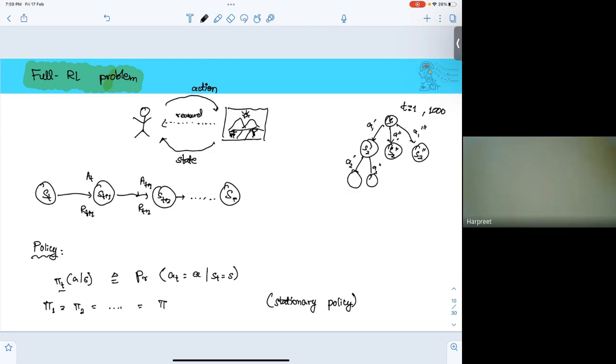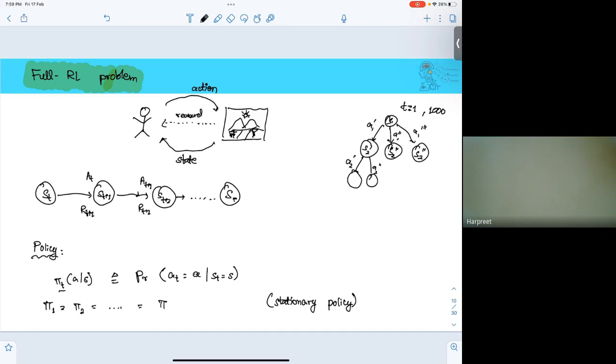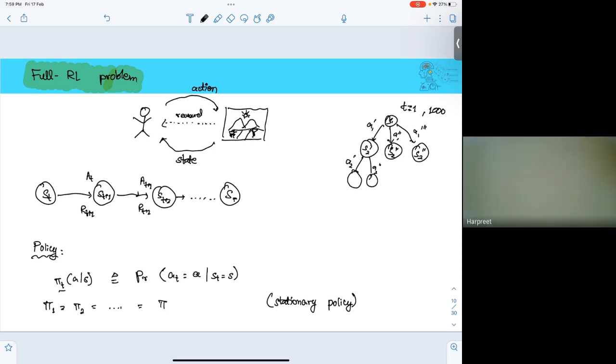Yes. It doesn't take away what you have shown here, that I still might have S2 having only two actions with a different probability distribution. That's fine. The probability distribution is conditioned on state, right? So you are saying if I come back to S1, the probability distributions for A1, A1 dash, A1 triple dash remain constant. It remains constant. This is called a stationary policy.